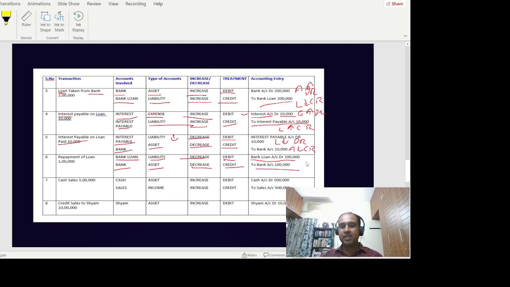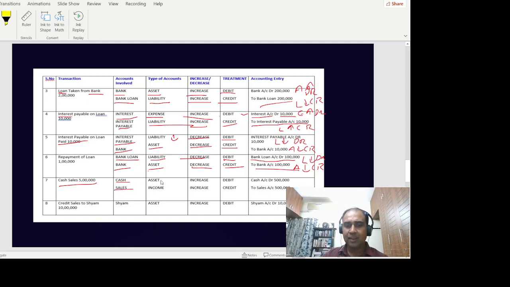So why is bank loan debited, guys? Because there is a liability which is decreasing. Liability decreasing means debit. And asset decrease means credit. Cash sales: the two accounts involved are cash account and sales account.